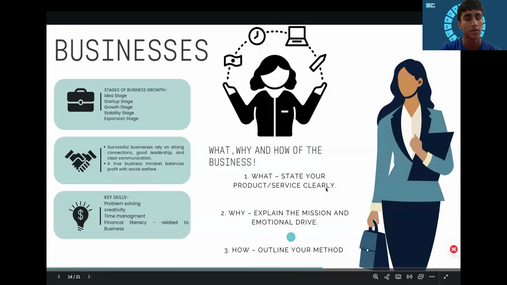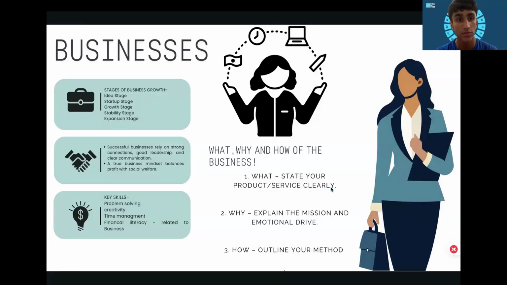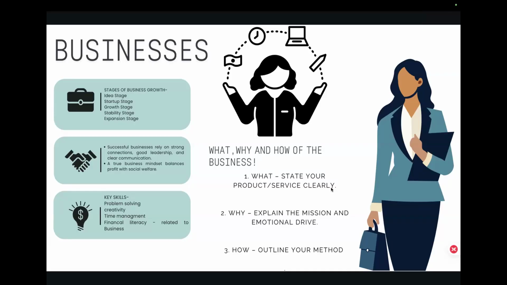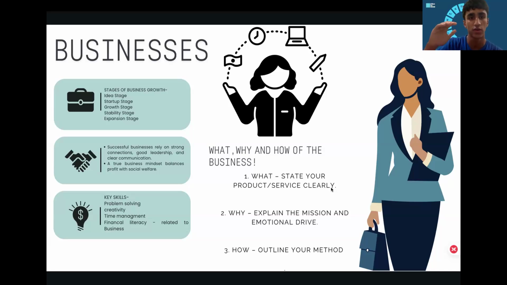All right, business. Stages of business growth include, firstly, the idea stage, where you essentially come up with the idea. Startup stage is when you start to implement this stuff. Growth stage is when you really start to scale and grow it. Stability stage is when you're kind of stable. There's nothing really hindering your business. And the expansion is when you really grow, like, I want to set up another market here or another market here. Essentially, just expanding your business.